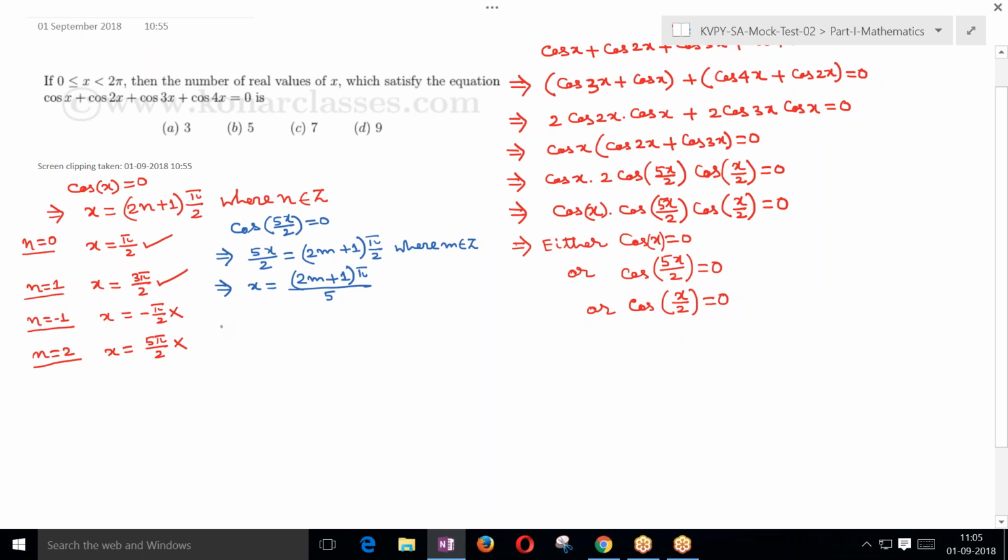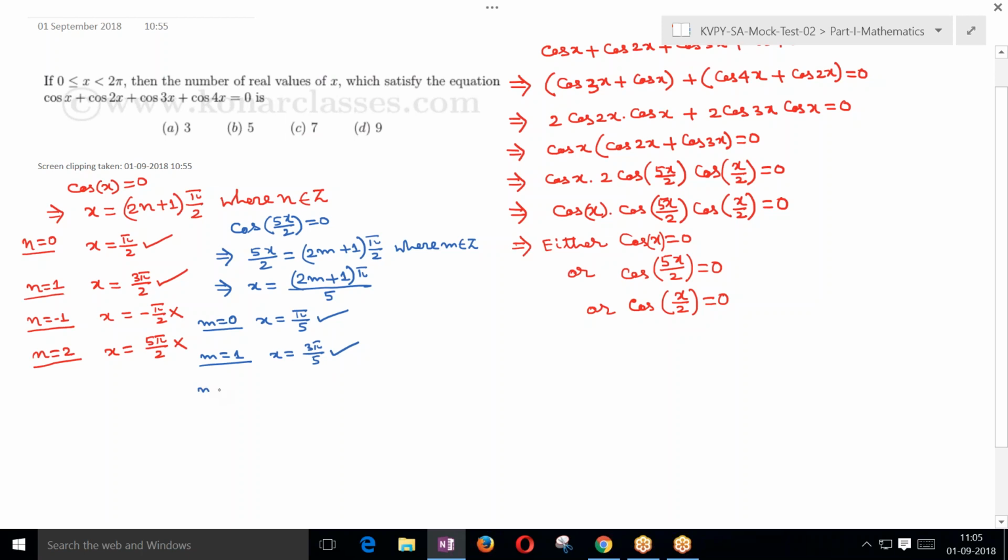Now we will apply the value m equal to 0. If you put m equal to 0, then the value of x we are getting is pi by 5. Pi by 5 is in between 0 and 2 pi, so it is an acceptable solution. Then we put m equal to plus 1. For m equal to plus 1, the value of x we are getting is 2 into 1 plus 1, 3 pi by 5. 3 pi by 5 is an acceptable solution, so that's why I'm giving a tick mark.